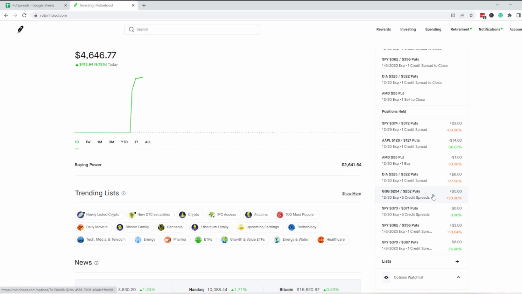A couple of the other positions have recovered. This one's pretty close to that 75% profit target. The rest, I think we have orders out for.